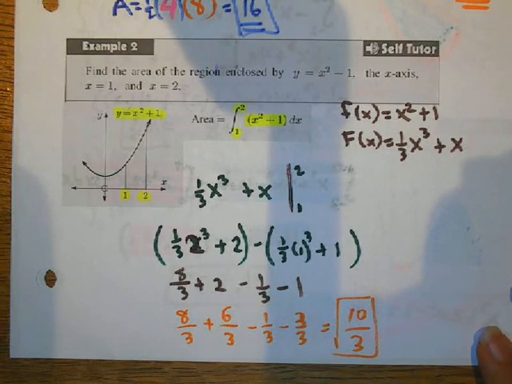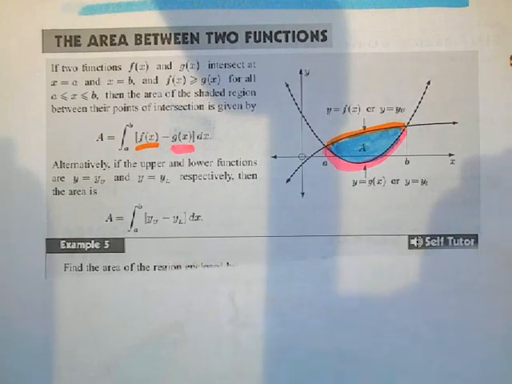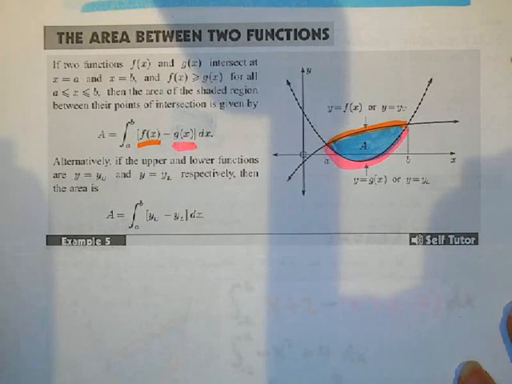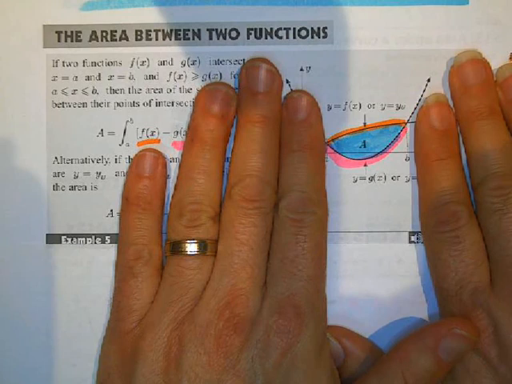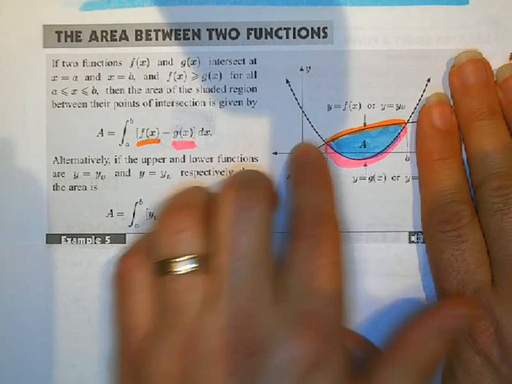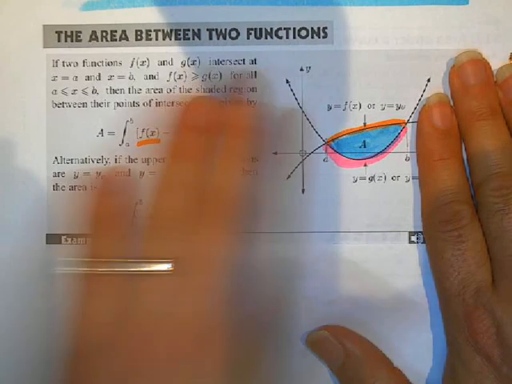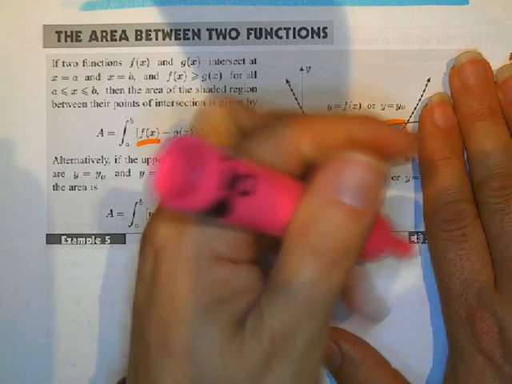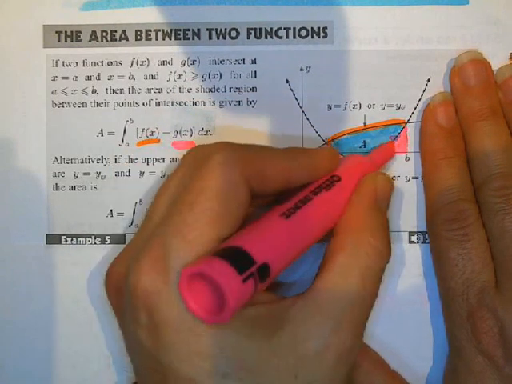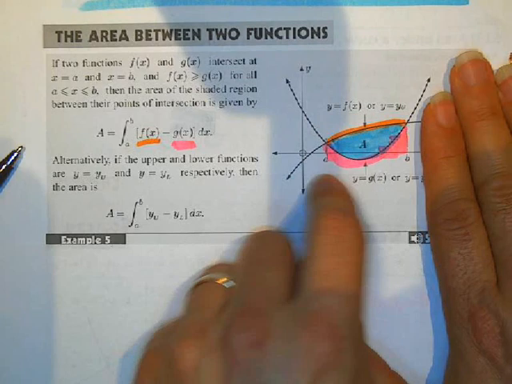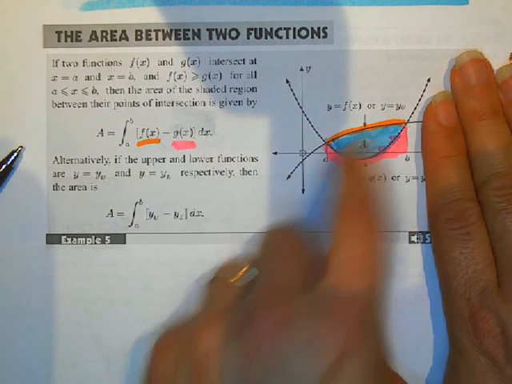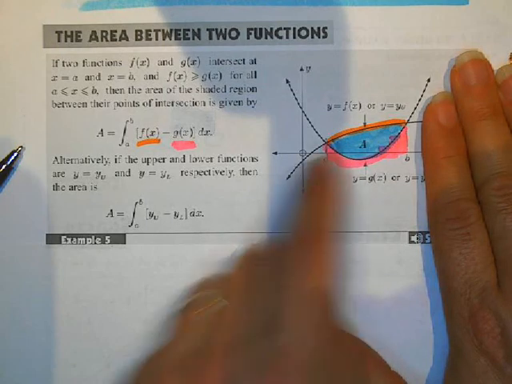Okay, next page. Now we're going to talk about area between two curves. Between A and B, if I figured out the area under the orange curve, I'd get this whole area under here. Then if I figure out the area under the pink curve and subtract it, let's pretend this pink area is the area under the pink curve, I'm left with the blue area. So the area under the orange curve minus the area under the pink curve leaves us with the blue area. And that's what we're going to be trying to calculate today.